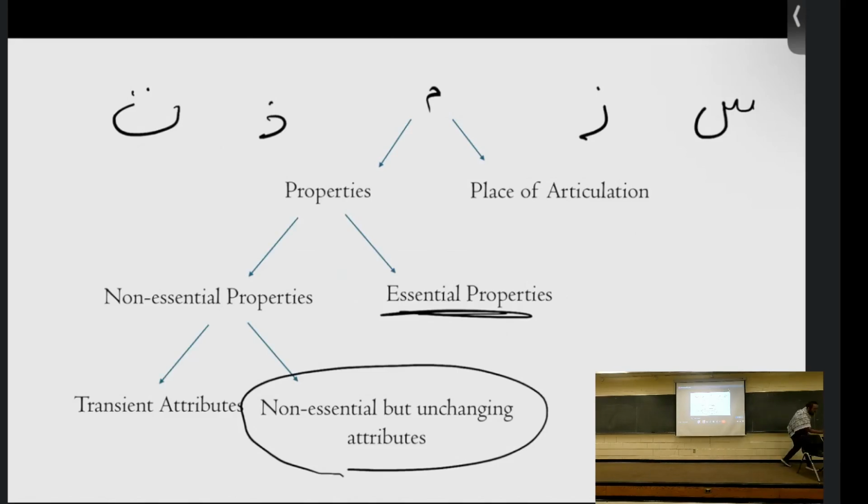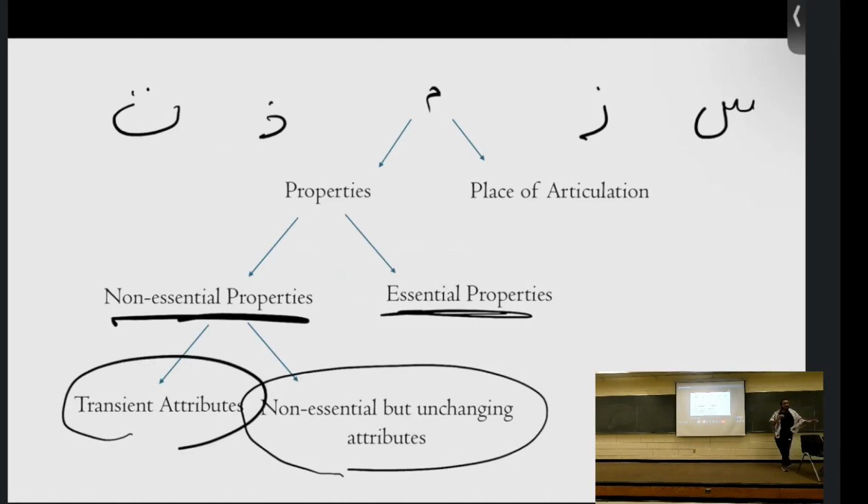Then we have non-essential properties. Again, we're going to skip that one because it gets weird. Let's look at transient properties. Transient properties will actually prove to you that the whole tajweed is right there. What are transient properties? Transient properties technically means any property that comes and leaves, like it's not part of the letter. Well, what properties come and leave?